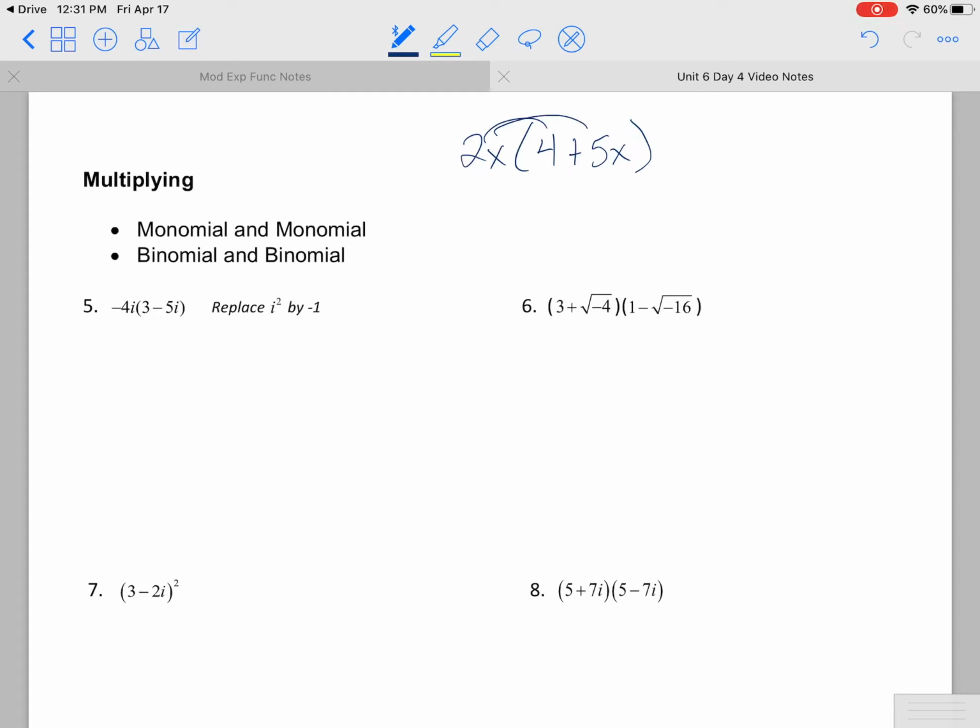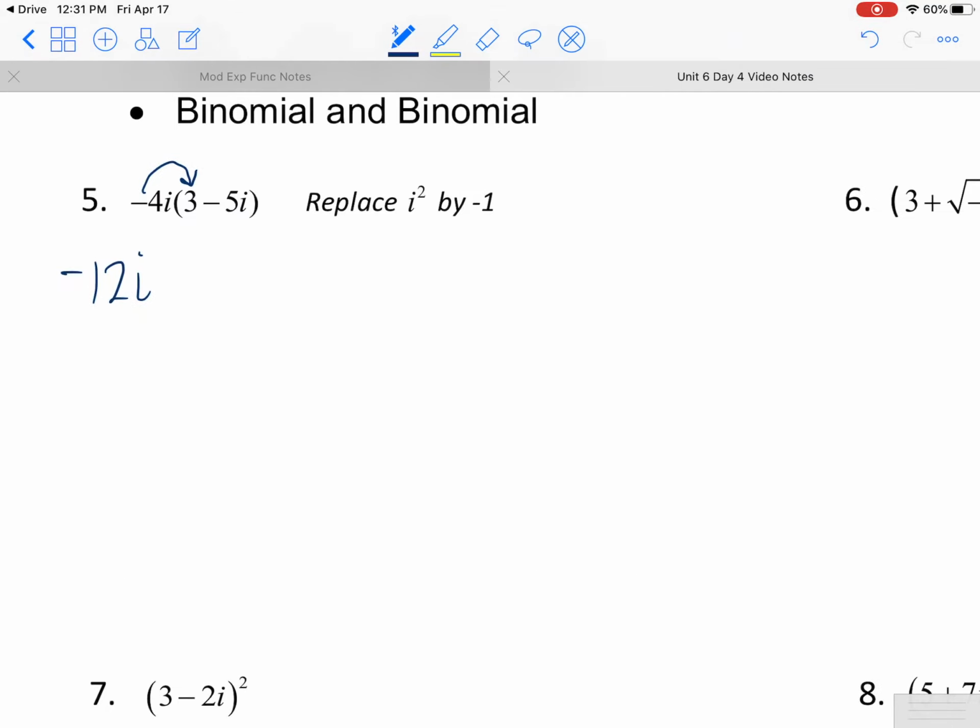So I know if I were to simplify it, I would distribute. I'm going to do the same thing here. I'm going to distribute -4 and 3. So this gets me -12i. Then I'm going to distribute this here. Just be careful of your signs. A negative times a negative is +20. But then be careful, i times i is i squared.